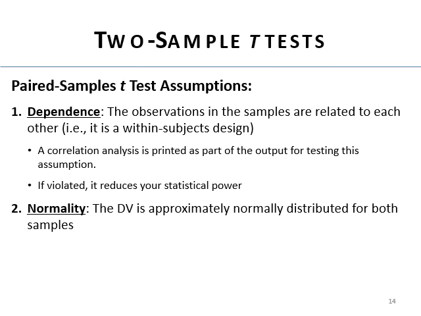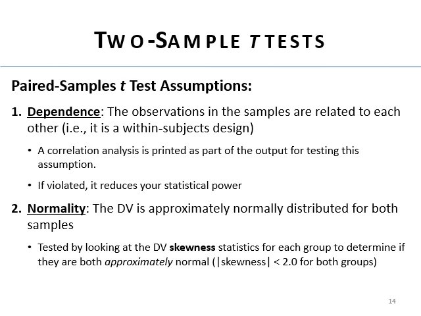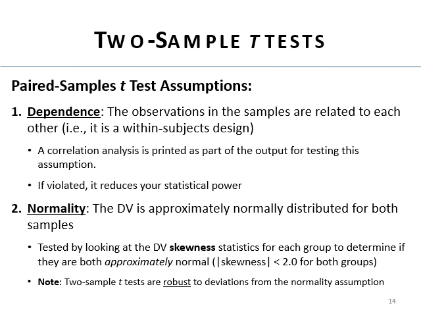So normality is also an assumption for this test, just like it was for independent T. That is, the DV is normally distributed for both samples. That is pre and post. And you test this by looking at the skewness coefficients for each group to determine if they're approximately normal. So you want skewness less than 2 for both groups. And again, two-sample t-tests are robust to deviations from normality. They don't get that badly messed up as long as you got big sample sizes. And the sample sizes are by default equal here because you got the same people, for example, pre and post.